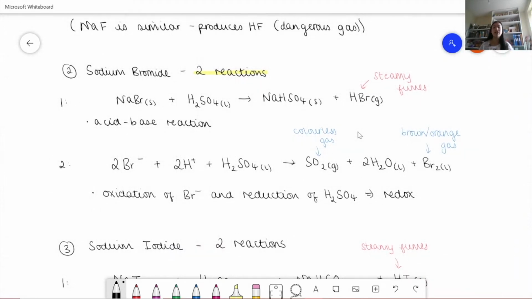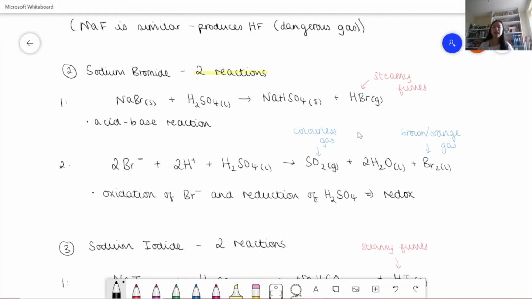Now we're going to look at sodium bromide, and this is two different reactions which are happening. So the first reaction that happens is the same acid-base reaction as for sodium chloride. And so we have sodium bromide reacts with sulphuric acid to form sodium hydrogen sulfate and the hydrogen bromide. And again, the hydrogen bromide comes out as steamy fumes. And this is the acid-base reaction.